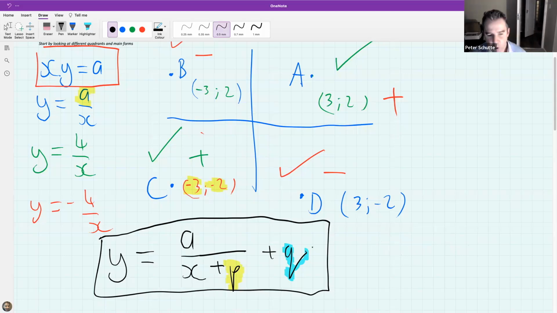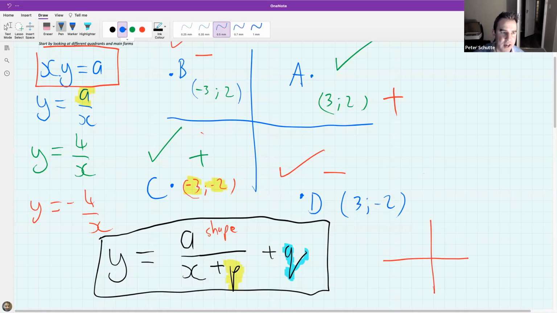Okay, now we're almost done with it. So the a value affects the shape, and the a value affects what quadrant you are in. The p value will shift things. Now, there's something else that's important about a hyperbola. Hyperbolas have things called asymptotes.